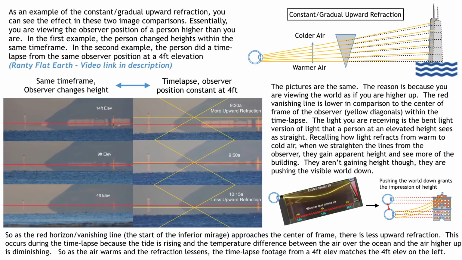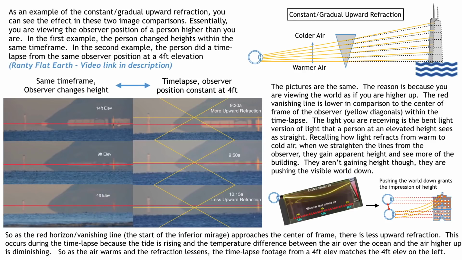The other thing to note is that the lighthouse is somewhat lower in center of frame in the 9:30 a.m. shot in comparison to the yellow line, and it's brought sequentially upward as the upward refraction amount returns to baseline towards 10:15 a.m. So again, the pictures are essentially the same, and the reason is because you are viewing the world as if you are higher up. So this person who is at a 4-foot elevation within a time lapse is essentially viewing what they would view 14 foot higher with different atmospheric conditions.